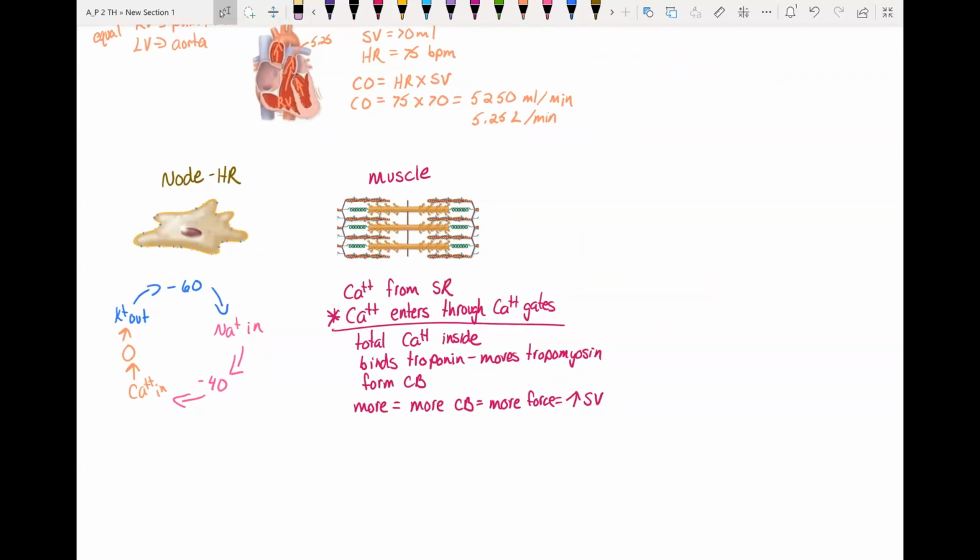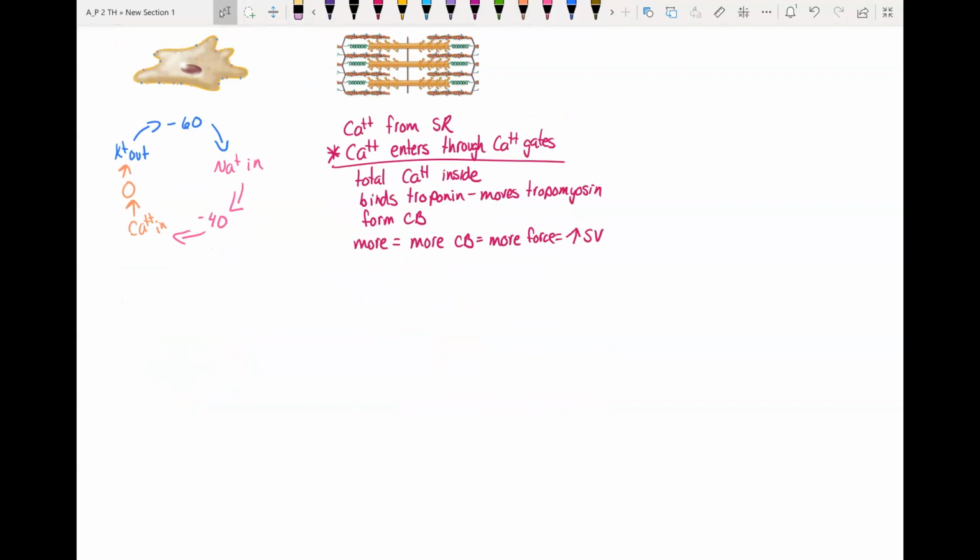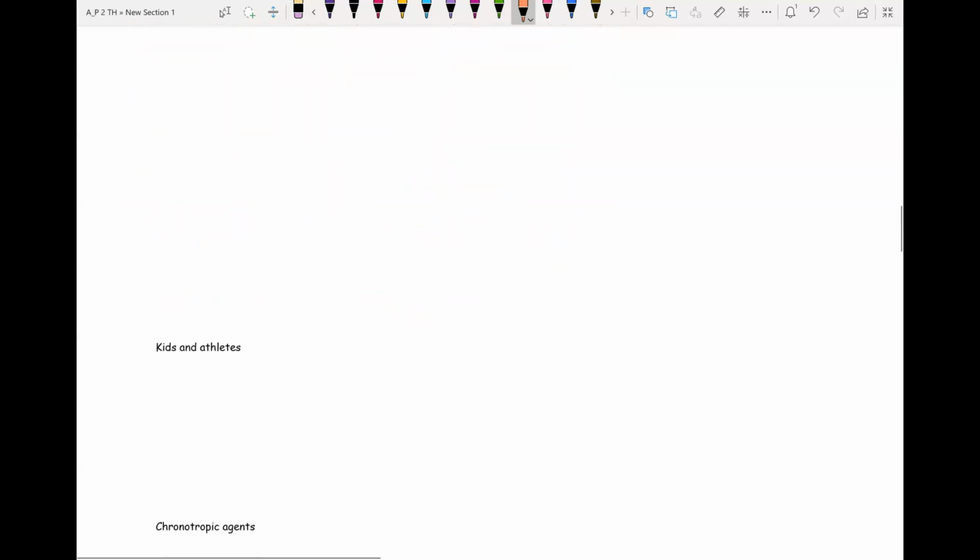So that's the basics of cardiac output. You can change cardiac output by changing your heart rate or stroke volume or both. So now let's start exploring this. Things that are going to affect heart rate and stroke volume, which will then in turn affect cardiac output.